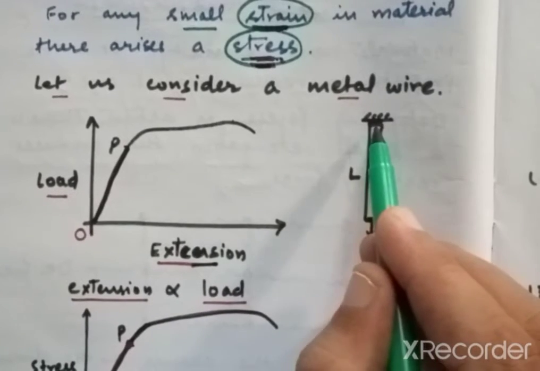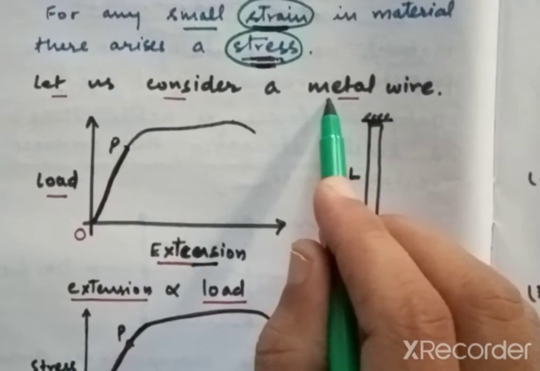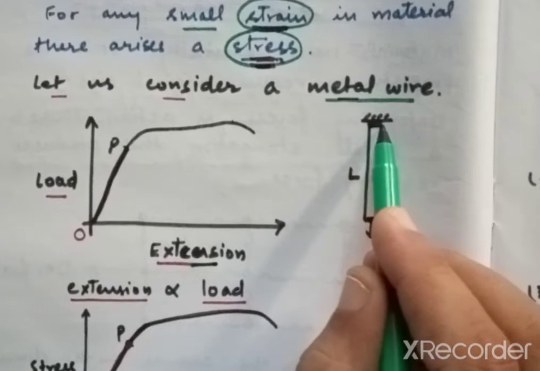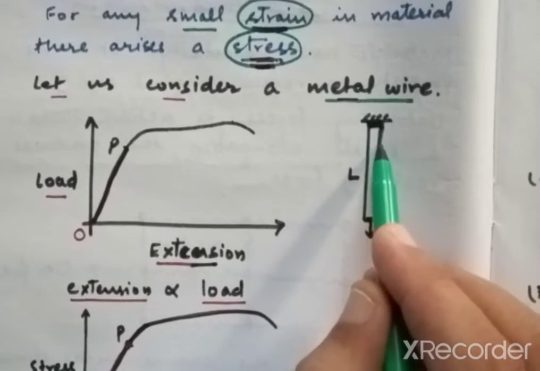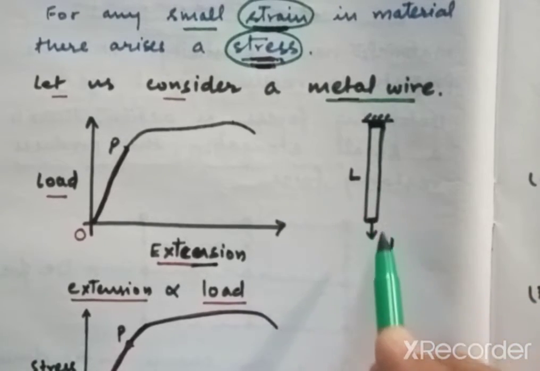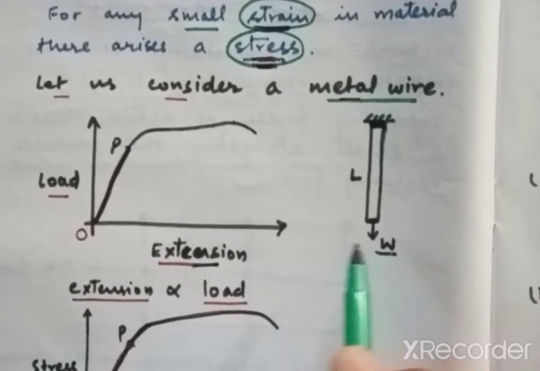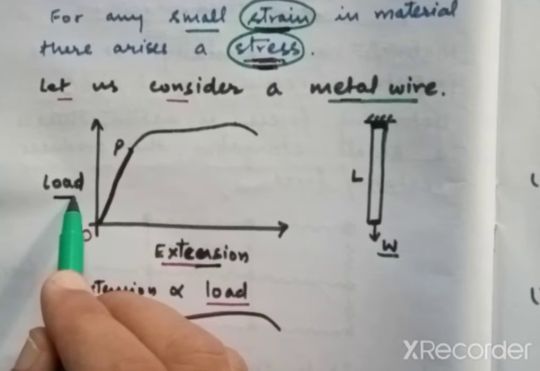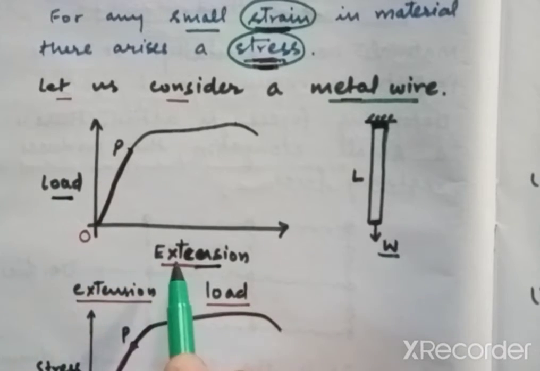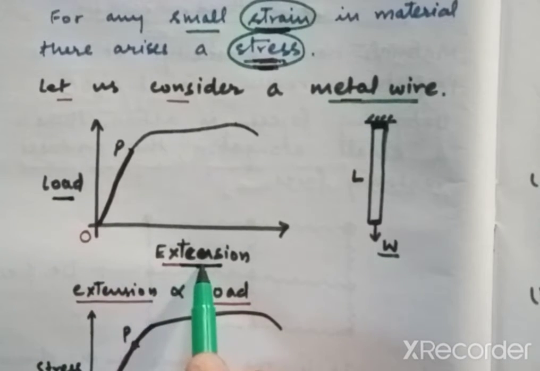So there is a metal wire. We'll consider a metal wire hanging from the roof. It is of length L. When some weight is applied, this weight is the load. So here we are plotting the load, and here we are plotting the extension.